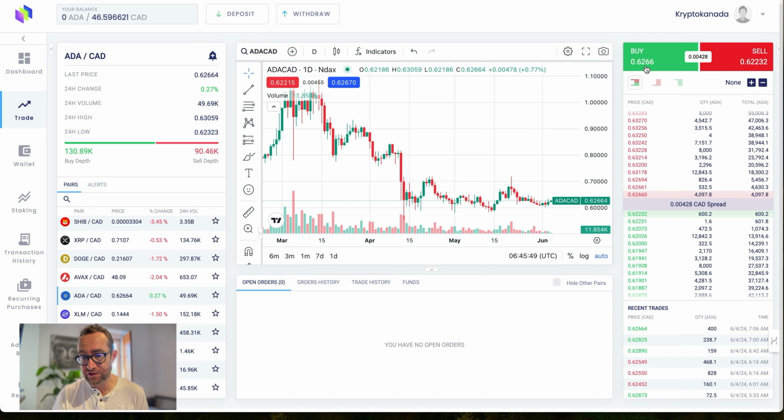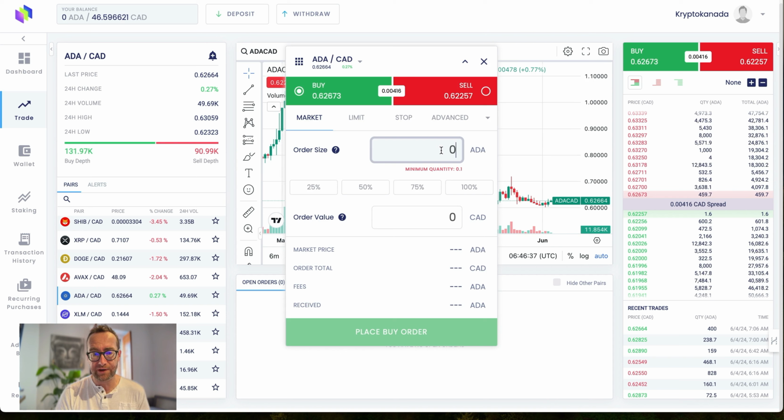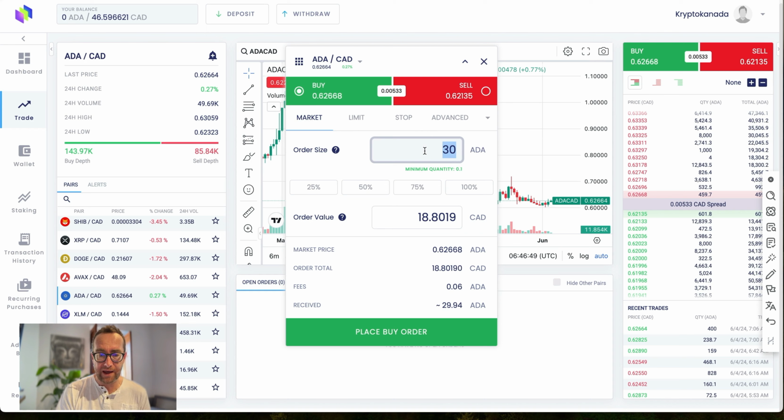So let's say I wanted to buy, you just click buy here, and I can put a market order in it. So let's say I wanted to buy 30 Cardanos or 30 ADA tokens. I can put that in there, and it will just give me 18.80. That's how much it's going to cost. And you're going to see the fees listed right here and what you're going to receive. So the fees are really put in it already, which is great.